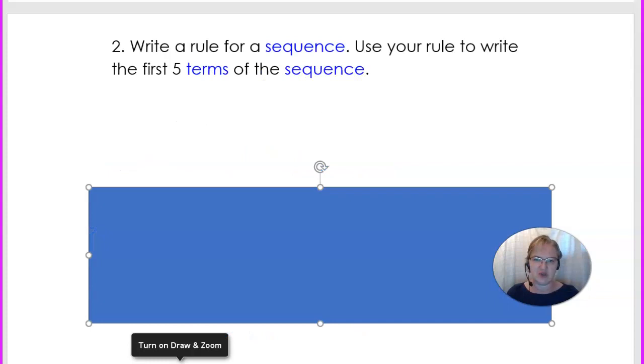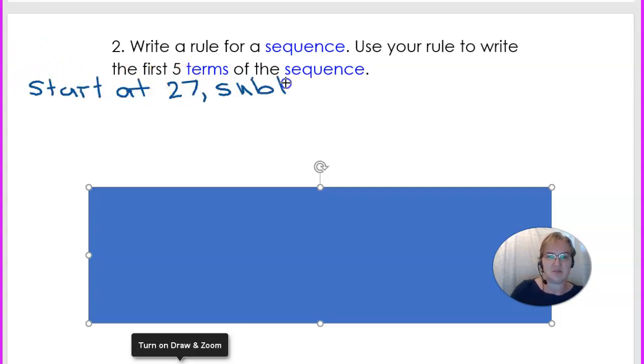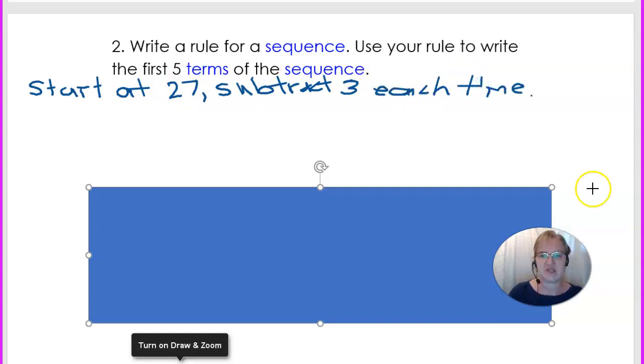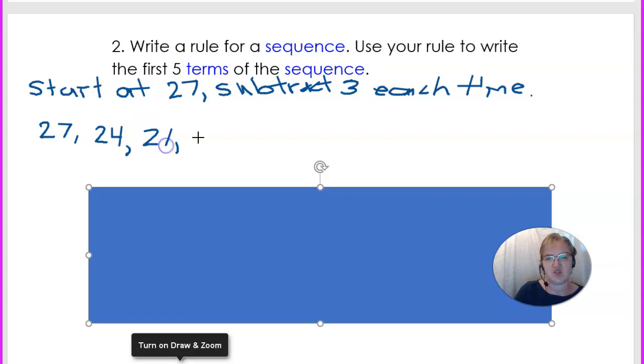So this question, number 2 here, asks us to write a rule for a sequence and then use that rule to write the first 5 terms of the sequence. So our rule could be start at 27, subtract 3 each time. Okay, so if we start at 27, that will be our first term. 27 subtract 3 is 24. Subtract 3 again will be 21. Subtract 3 again will be 18. And subtract 3 again will be 15. And there's our first 5 terms in the sequence.